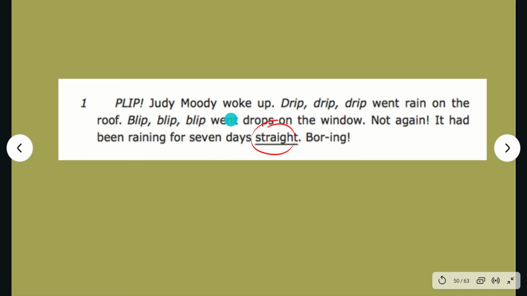Blip, Judy Moody woke up. Drip, drip, drip went rain on the roof. Blip, blip, blip went drops on the window. Not again. It had been raining for 7 days straight. Boring.